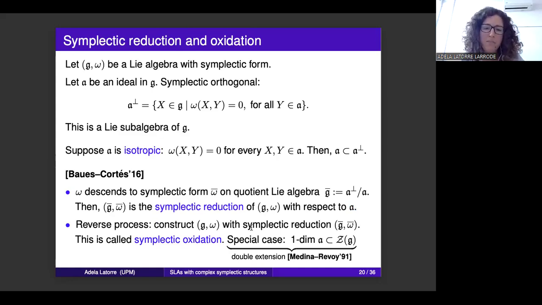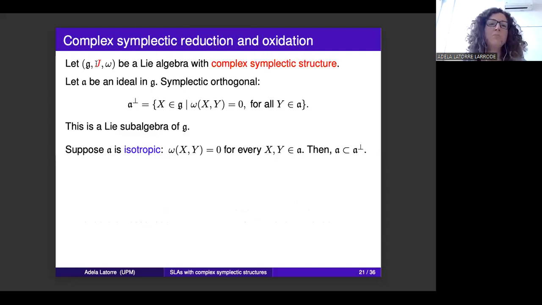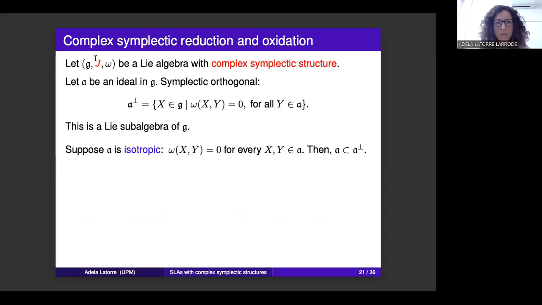The symplectic oxidation in this symplectic case is developed for the special case where the ideal we take is one-dimensional and central. In this case, it coincides with the double extension by Medina. Okay, so this is for the symplectic case. What we did was adapt this symplectic reduction and oxidation to the complex symplectic case. So now, instead of just having our Lie algebra with a symplectic structure, we additionally have a complex structure, in such a way that these two geometric structures give you a complex symplectic structure.